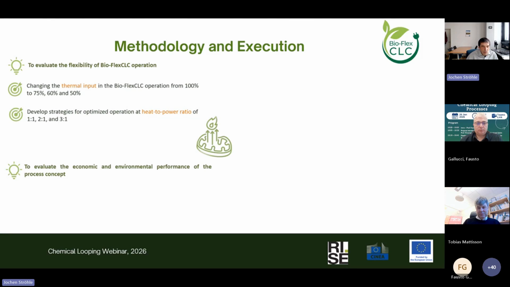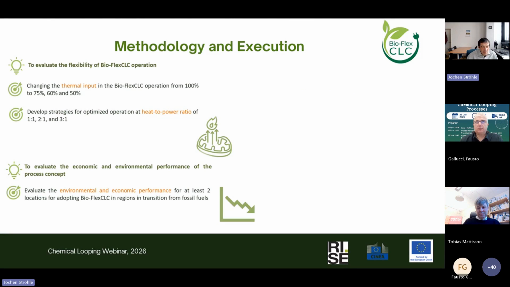We evaluate the economic and environmental performance of the process concept at 2 locations by adopting this Bio-FlexCLC in regions in low transition from fossil fuels. So this is a techno-economic life cycle assessment here.